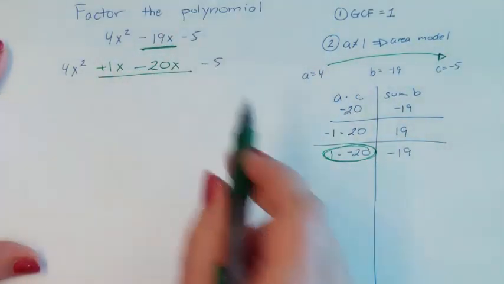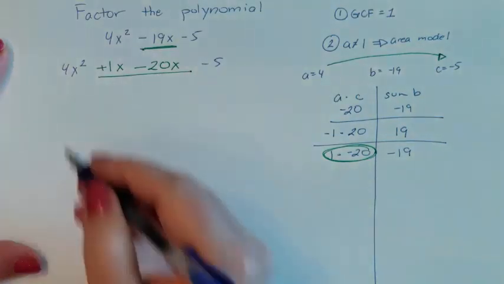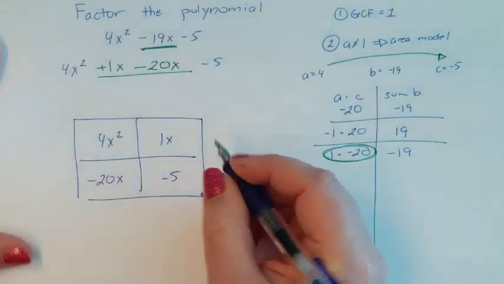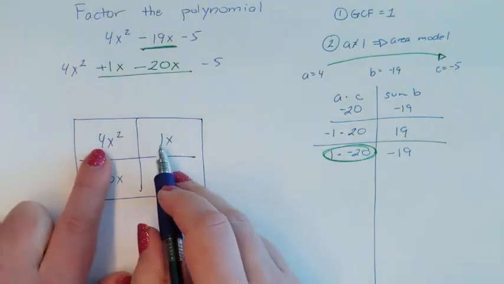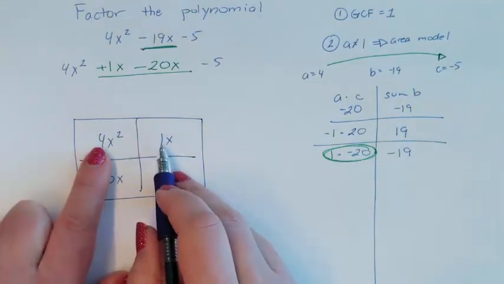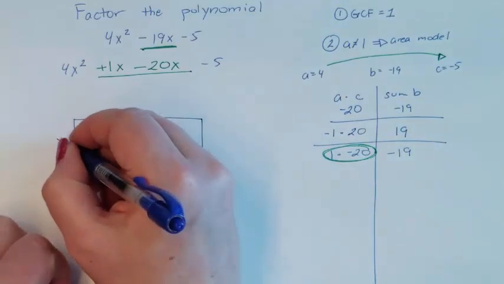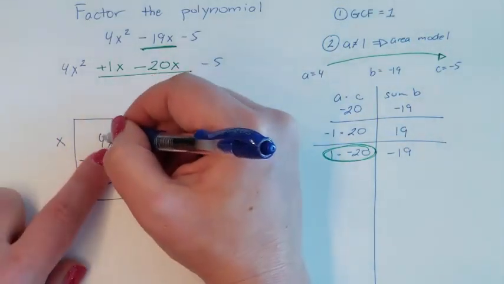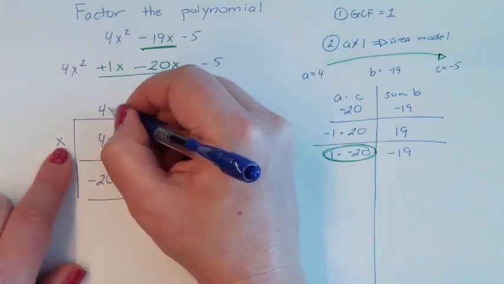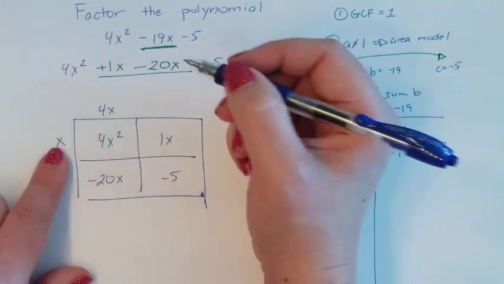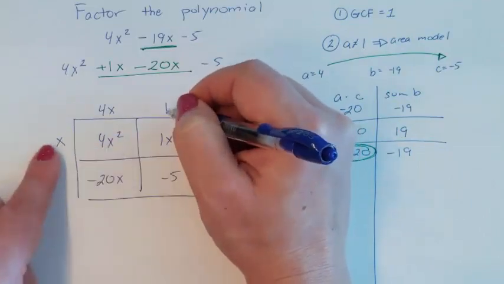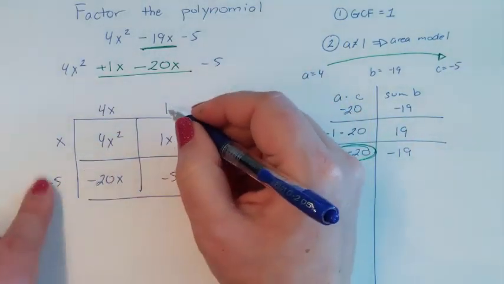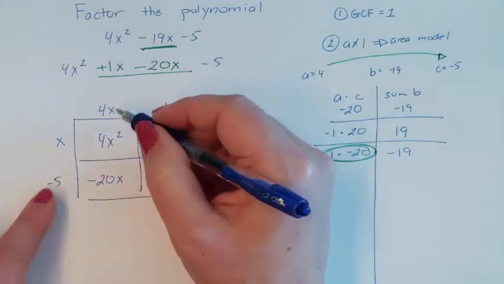So now that our polynomial has 4 terms, we are allowed to use the area model. Looking at the top, 4 and 1 can't be divided by the same number, but x squared and x have a GCF of x. So I just have an x out here. X times something needs to give me 4x squared. X times 4x is going to give me 4x squared. X times 1 will give me my 1x. 1 times a negative 5 will give me the negative 5. Negative 5 times 4x will give me the negative 20x.